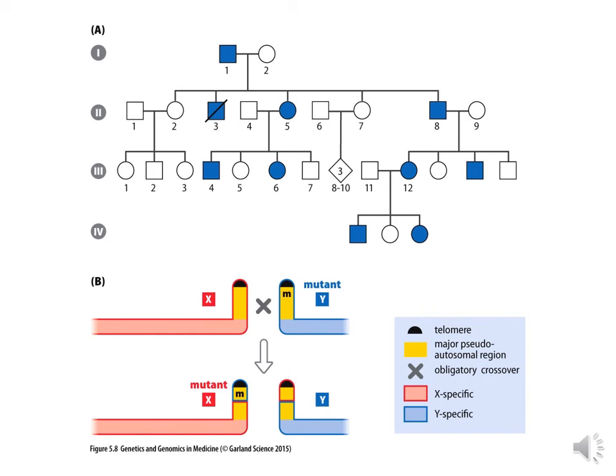Affected females carry the mutation on an X chromosome, which can be passed to both sons and daughters. Affected males pass a Y chromosome containing the mutant allele to affected sons, but can also pass an X chromosome containing the mutant allele to affected daughters. This happens as a result of the obligatory XY recombination, which occurs within the major pseudoautosomal region. In B, when the crossover point occurs proximal to the mutant allele, the allele is transposed between the X and Y chromosomes.